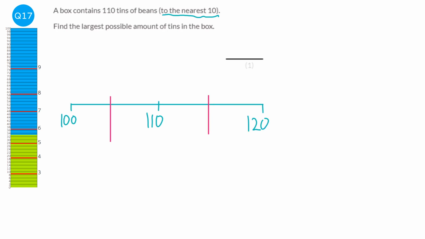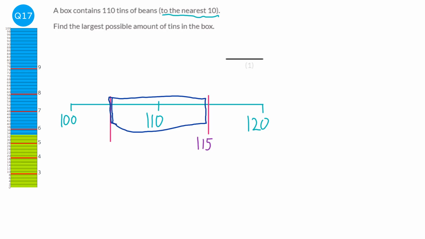If the number is on the cutoff point, which we can see is going to be 115, then we know it would round up. So we need to find the biggest number in this part here. So this part here, and it includes this line actually, so it includes this line.